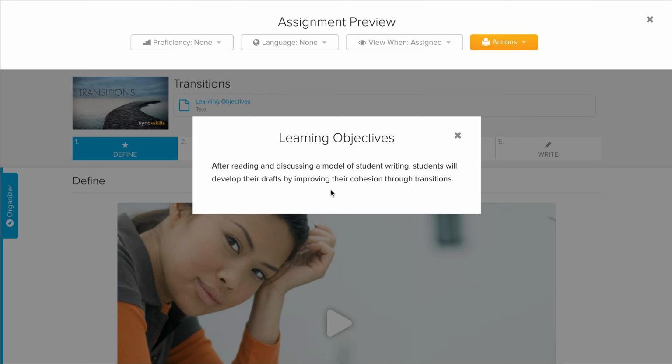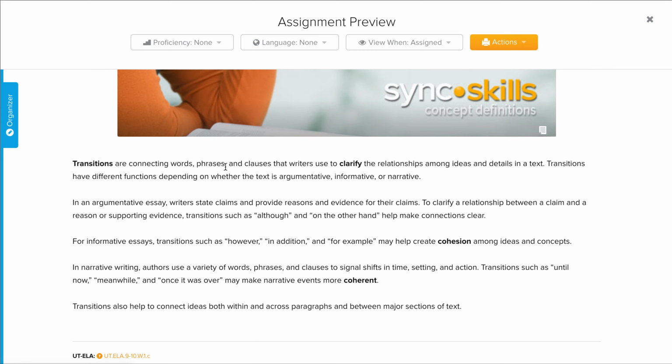I do want to mention something in this introduction. Let's go ahead and read it together real quick. Transitions are connecting words, phrases, and clauses that writers use to clarify the relationships among ideas and details in a text. Transitions have different functions depending on whether the text is argumentative, informative, or narrative.